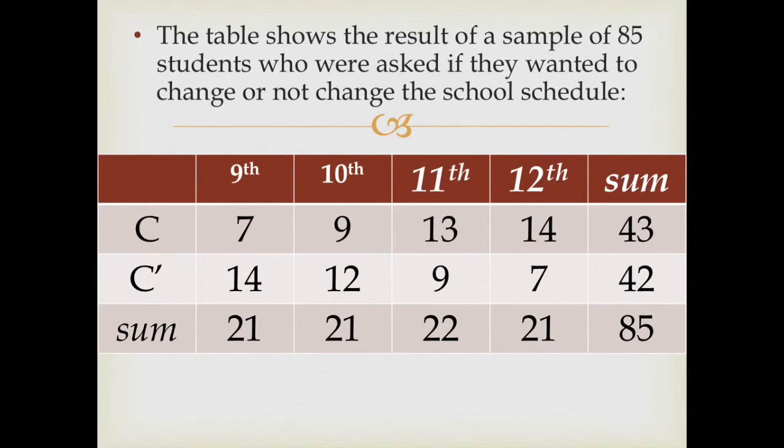Here again we have the observed values, the actual responses. So there were 7 9th graders who said that they wanted to change. There were 14 12th graders who said they wanted to change, and so on. And now we're going to use these sums, 43, 42, and then the sums down here, to help us calculate the expected values. If you want to go ahead and practice that now, hit pause. On the next slide I will show you what the expected values are.